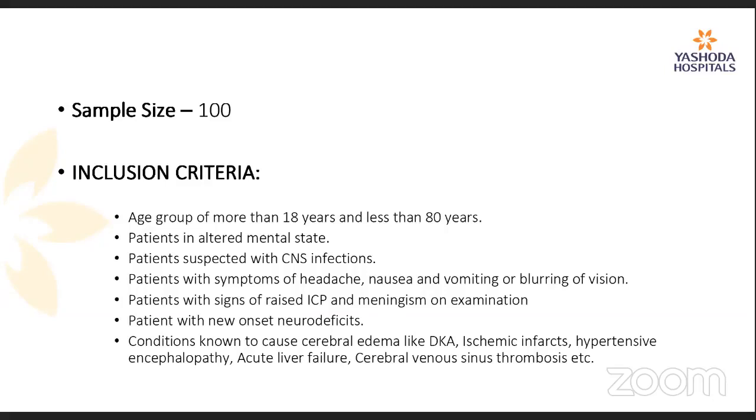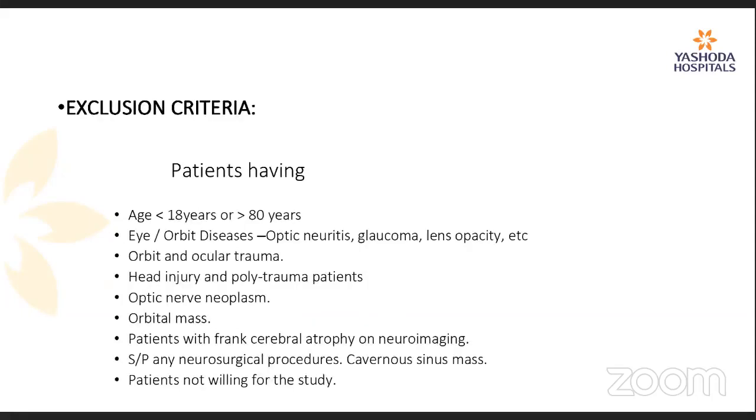So these patients were included. Who were excluded? Patients less than 18 years and more than 80 years. Second, patients with obvious head injuries and polytraumas, patients who had orbital traumas or ocular traumas, patients who had neoplasm in the optic nerve, which would have changed the anatomy of the area, patients who had lens opacities, and patients who had a lot of cerebral atrophy, because cerebral atrophy gives a lot of space, so the edema does not develop. Even if there is an edema, the symptoms do not come. So we ruled those patients out, we excluded those patients.